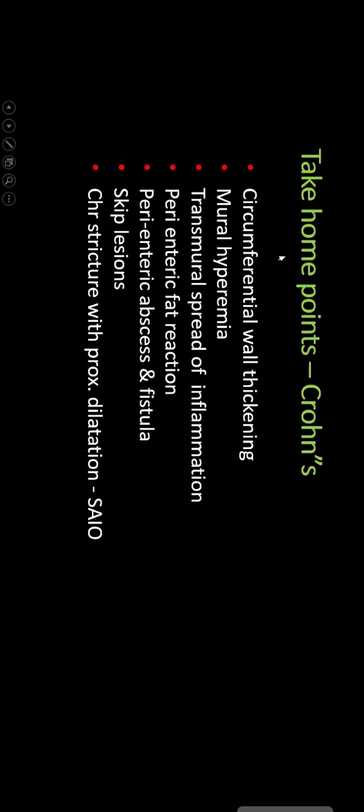So to understand features of Crohn's inflammatory bowel disease, these are the take-home points we must remember. There should be circumferential wall thickening. There must be mural hyperemia of variable Limberg score in acute inflammation, transmural spread of inflammation, peri-enteric fat reaction, peri-enteric abscess or fistula formation in complicated patients, skip lesions, that is areas of spared bowel in between. In chronic cases, there is stricture formation with proximal dilatation, with off and on history of subacute intestinal obstruction. Means there is partial obstruction in these patients.